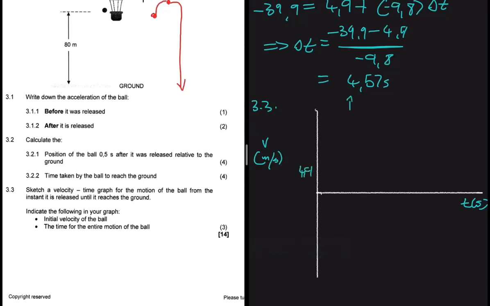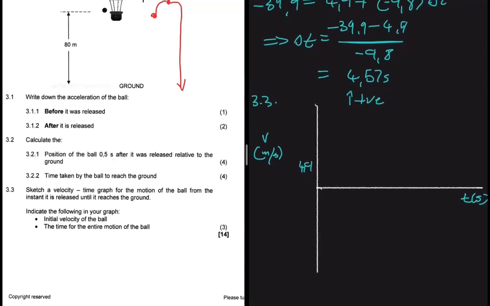We're still taking up as positive. Yeah, I tend to just keep one direction. I don't change the direction in the middle of the equation. So I have 4.9 as our initial velocity. What else do we need? We need to indicate the time for the entire motion. So from 4.9 we reach a maximum height where the velocity is 0, so we come somewhere here. And then from there on, the velocity of the ball starts increasing as the ball goes downwards. So we end up hitting the ground at some point here.